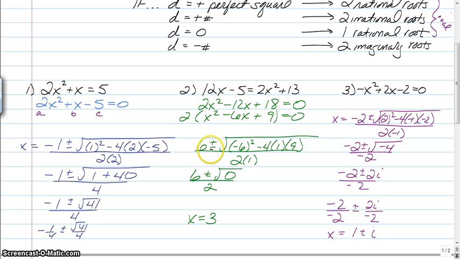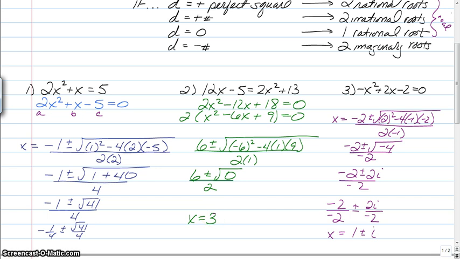So then you just plug in your a's, your b's, and your c's, and all that fun stuff, and you're going to get an inside of 0. Now remember, if the discriminant is 0, you're only going to get one rational root. So the square root of 0 is 0, so 6 plus or minus 0 is 6, over 2 is 3, and you're done.